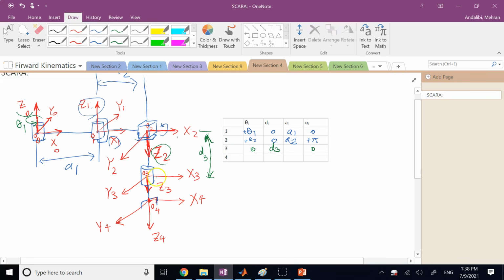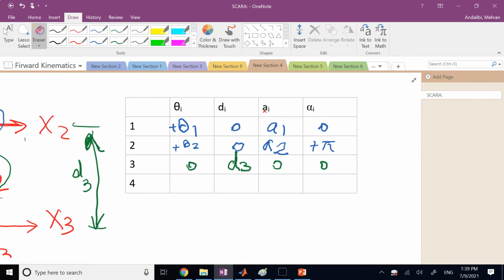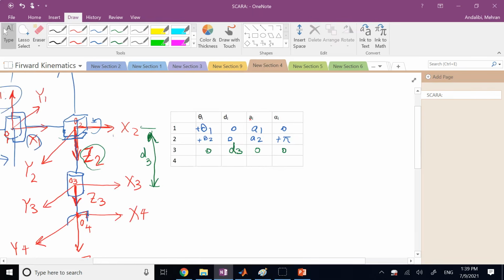When you get there, do you also need to move along X3 to set the origins on the top of each other? No. So I do not need anything here. Good? So you see how I set up the third row. And now that you got that one, let's go to the last one.